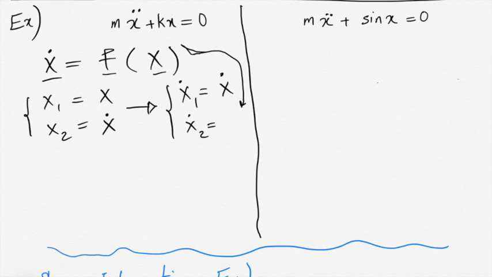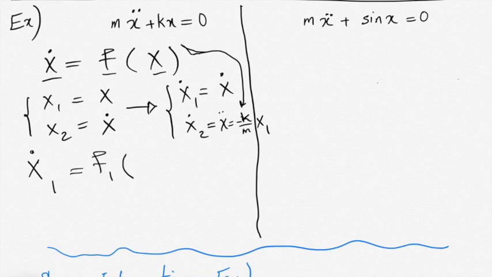From the equation here, x dot 2, which is equal to x double dot, will be like x double dot, then it's going to be minus k over m times x1, right? Minus k over m times x1. Let me write it like this. So we had this, right?